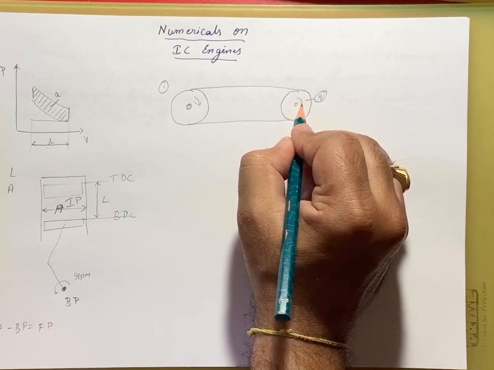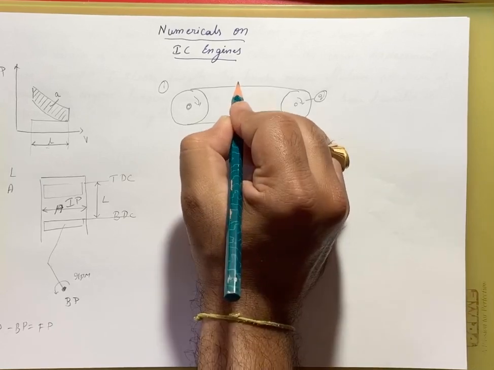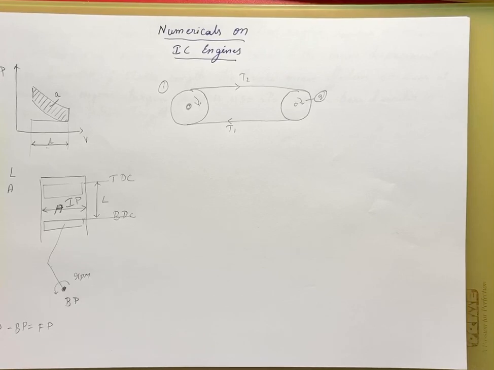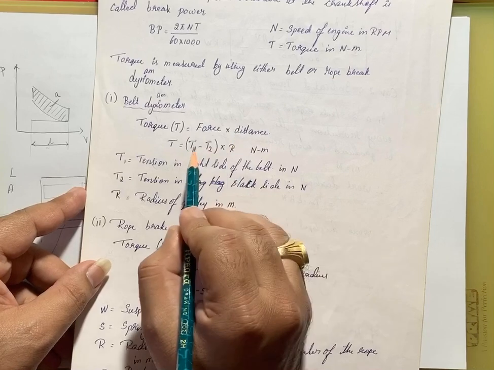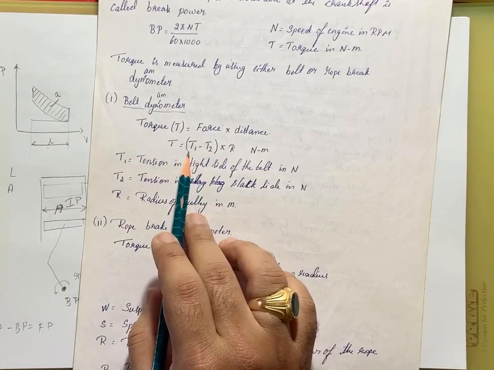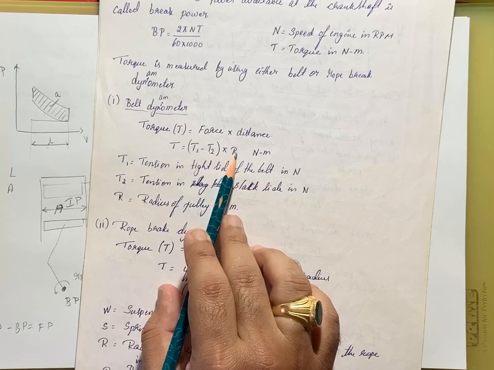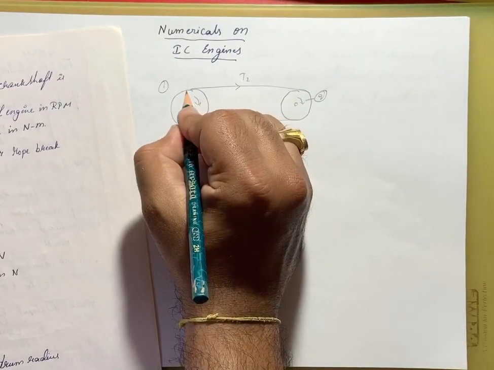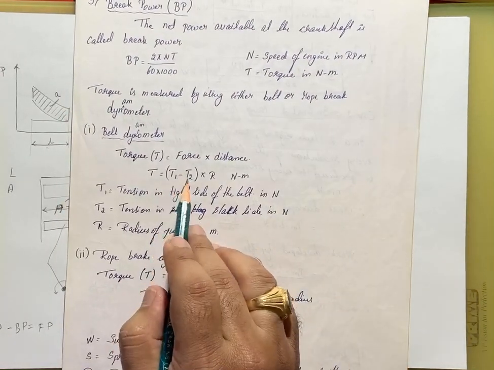Now due to this movement, there will be a tension T1 on the tight side and tension T2 on the slack side. The torque is given by force into perpendicular distance. Force is the difference between these two, that is tension on the tight side minus tension on the slack side, into R, where R is the perpendicular distance here. That is the belt dynamometer: T1 minus T2 into R.